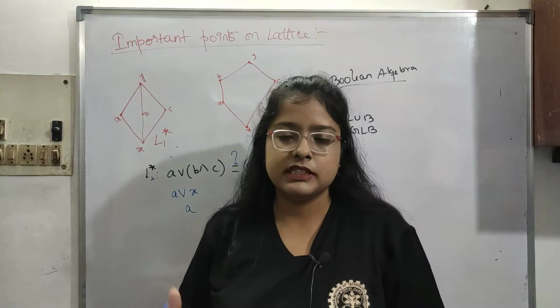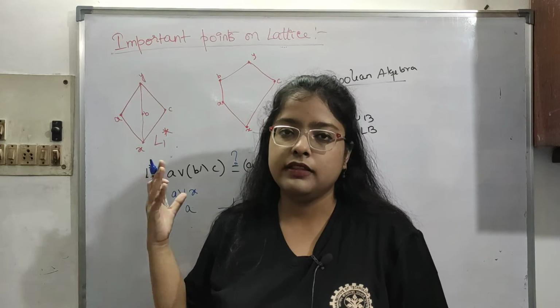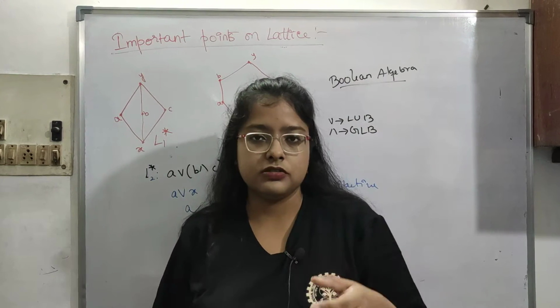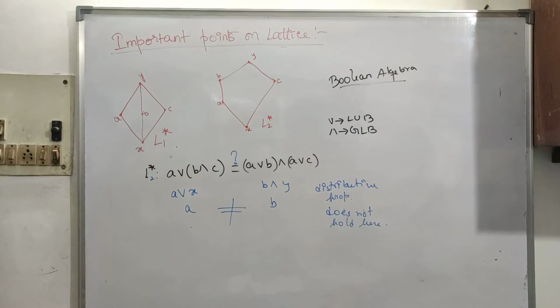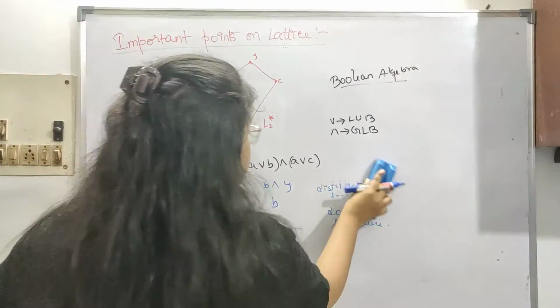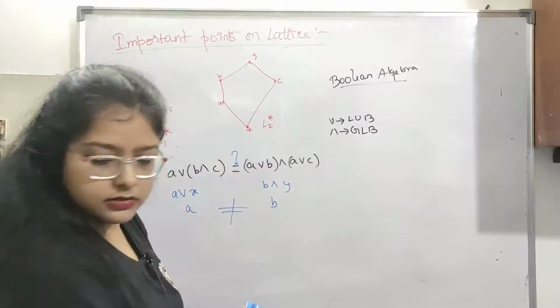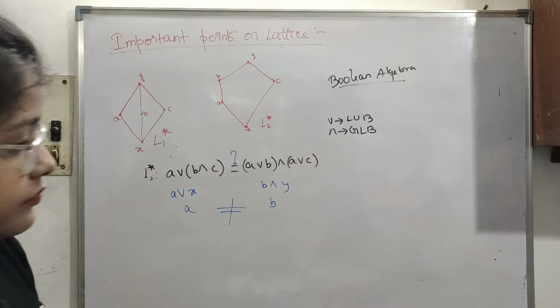So we will do the concepts now, and then we will move on to questions. Another important thing, let me write it down here. Another property is, let me write it down in red color.